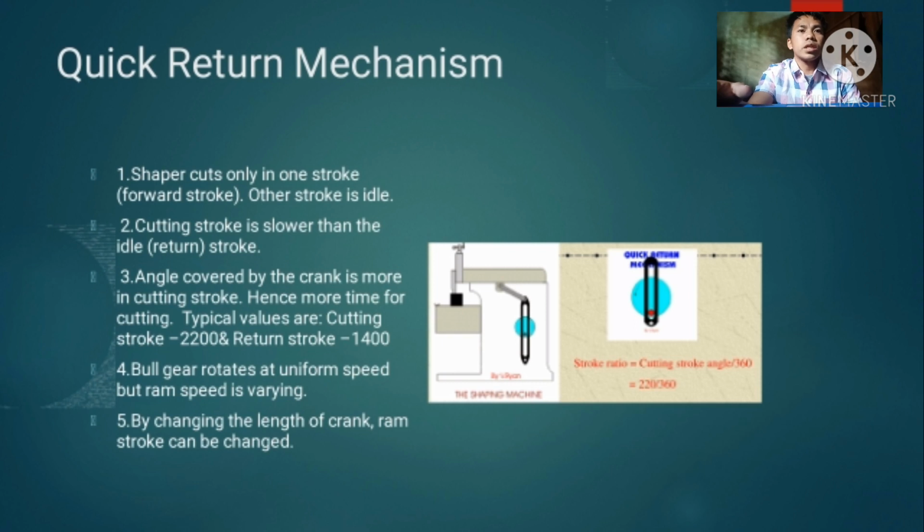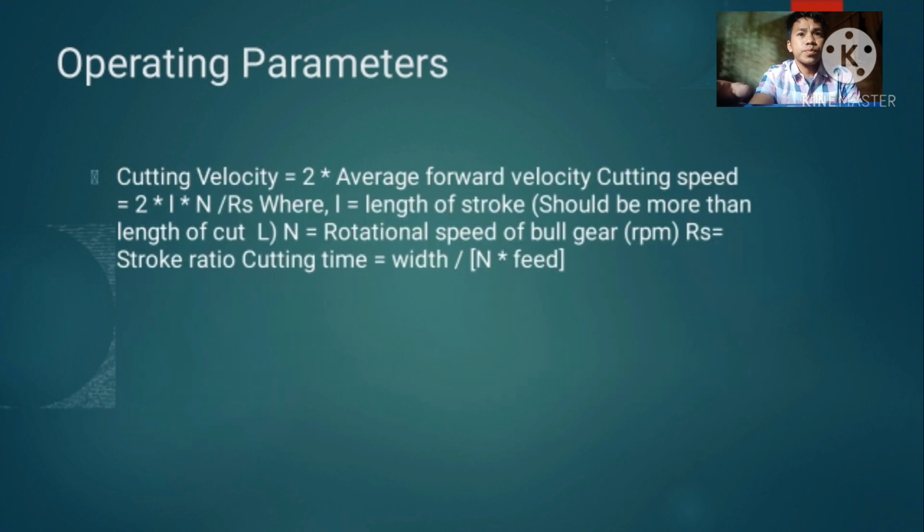Operating parameter. Cutting velocity is 2 times average forward velocity. Cutting speed is 2 1/2 times the stroke rate, where length of the stroke should be more than length of cut, and N is rotation speed of bull gear in RPM. Strokes are stroke ratio, cutting time, and feed.